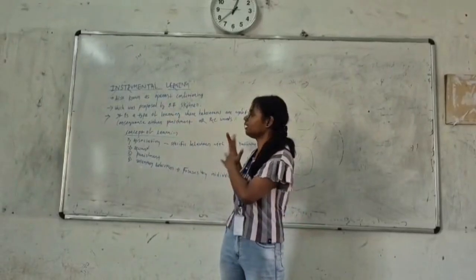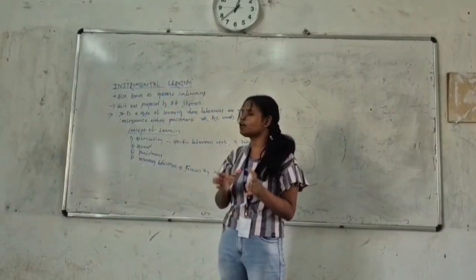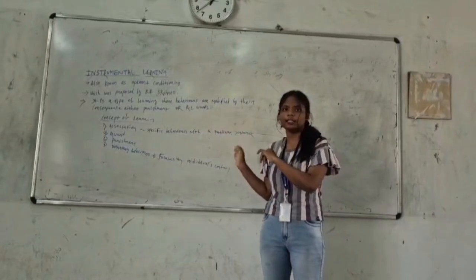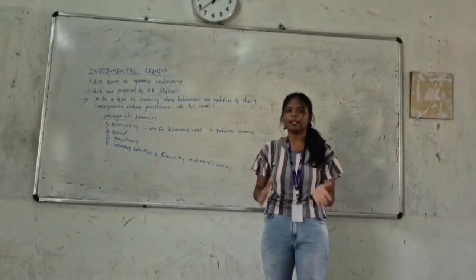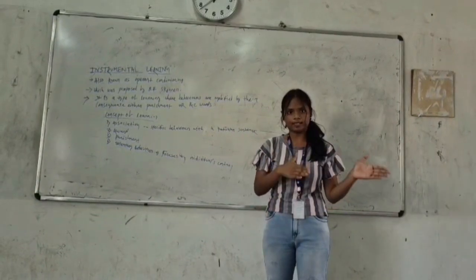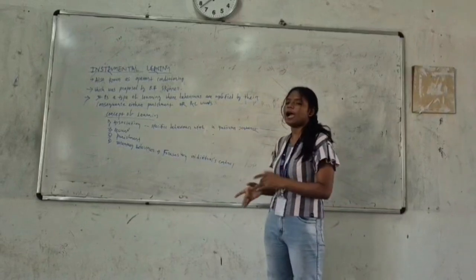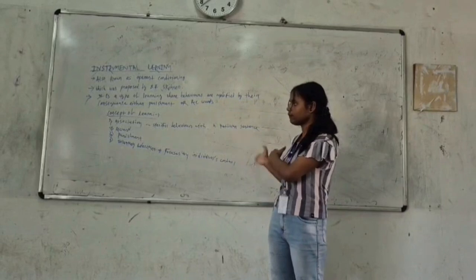The next topic is instrumental learning. It is also known as operant conditioning, which was proposed by Skinner. Definition of instrumental learning: it is a type of learning where behaviors are modified by their consequences, which are either punishment or rewards. The concept of instrumental learning: association, rewards, punishment, voluntary behavior.